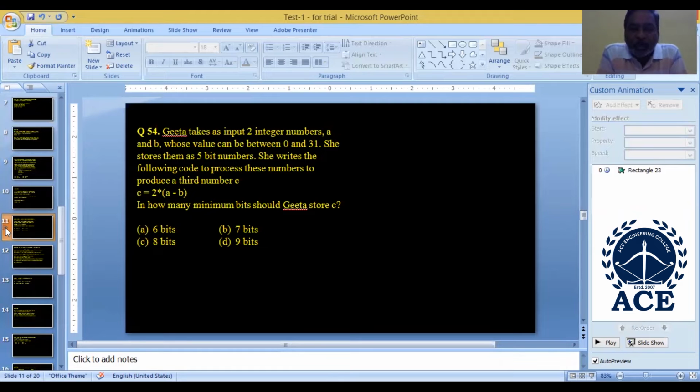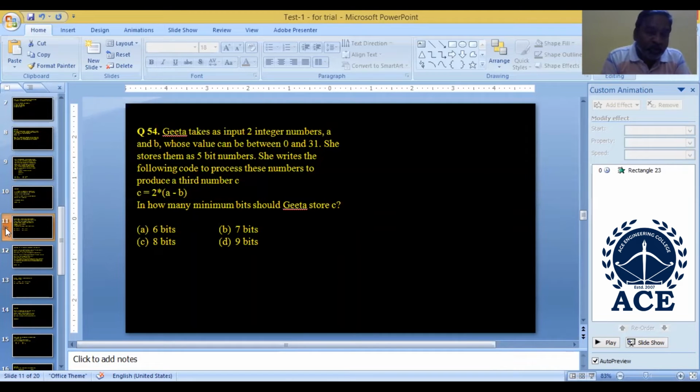Geeta takes as input two integer numbers A and B, whose values can be between 0 and 31. She stores them as 5-bit numbers. Remember, 5 bits are enough to store numbers up to 31 because the largest value that can be stored with 5-bit numbers is 2 power 5 minus 1, that is 31. She writes the following code to process these numbers to produce a third number. C is equal to 2 times (A minus B), the difference between A and B. Now the question is how many bits are required? In how many minimum bits should Geeta store C?